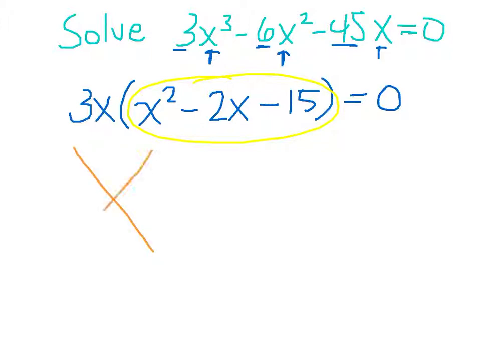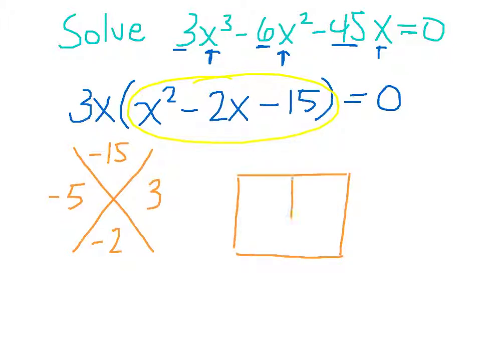So first, in my X, I need to do A times C, which in this case is 1 times negative 15, and they need to add up to negative 2. So I'm thinking of 5 and 3, and the 5 has got to be negative if they're going to add up to negative 2.